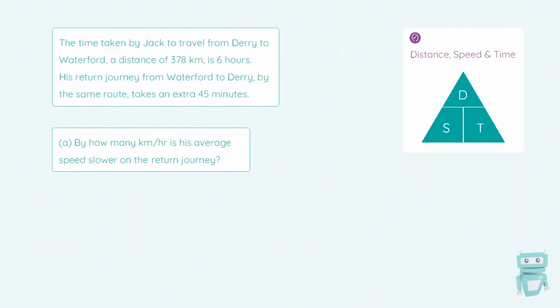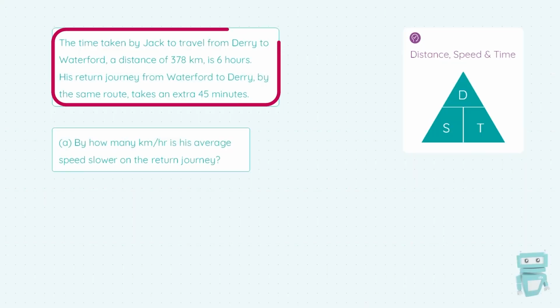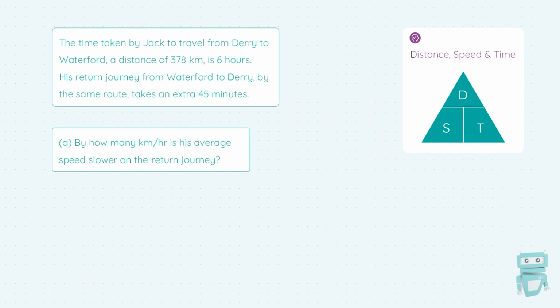And let's look at one more. I'm told the time taken by Jack to travel from Derry to Waterford, a distance of 378 kilometres, is 6 hours. His return journey from Waterford to Derry by the same route takes an extra 45 minutes. We're asked in part A, by how many kilometres per hour is his average speed slower on the return journey.